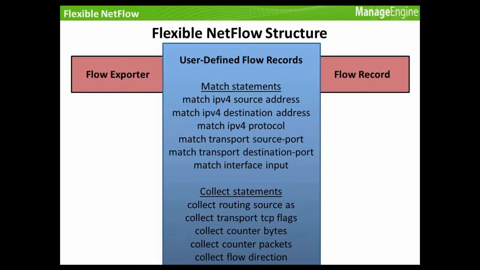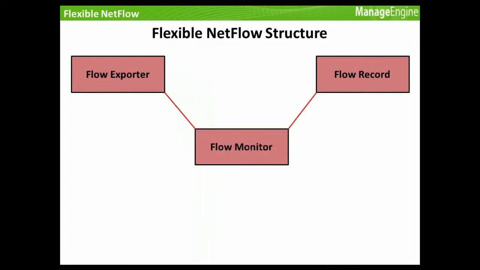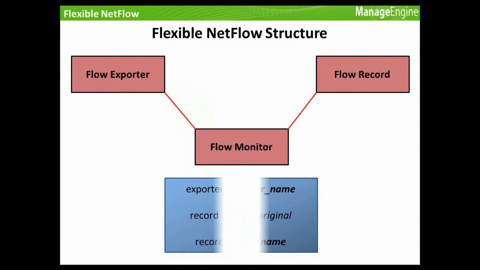After you have created your flow exporter and your flow record, what's the next piece you need? That would be a flow monitor. So what is a flow monitor? You associate a flow exporter and a record to a flow monitor. You create your flow monitor name, and then you define the exporter, whatever name you created for your exporter, and then your record name.